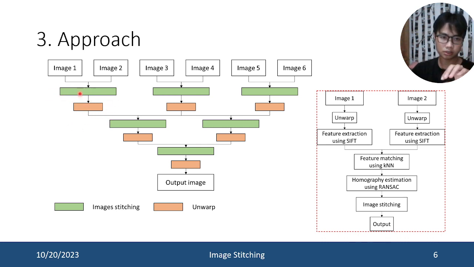Here the green shape is the image stitching, and then with the unwrap, the output image is compiled through three transformation stages. Image one is stitched to image two, image three is stitched to image four, and image five is stitched to image six. And then we have the output image that stitches six images together.